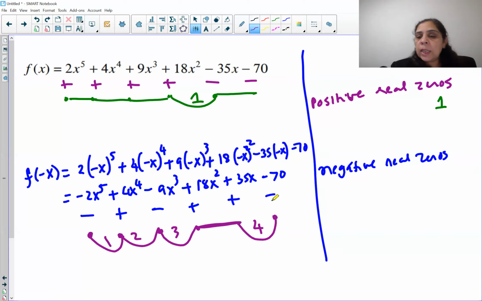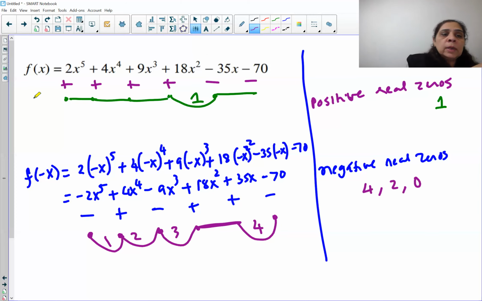So we will get 4 as possible negative real zeros. And if you subtract an even integer, 4 minus 2 is 2 and 2 minus 2 is 0. So the possible negative real zeros are 4, 2, or 0.